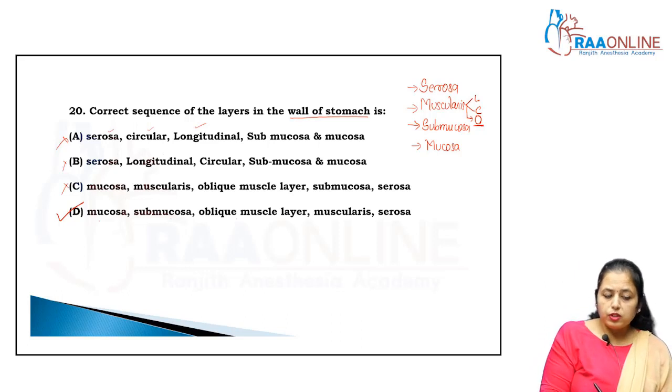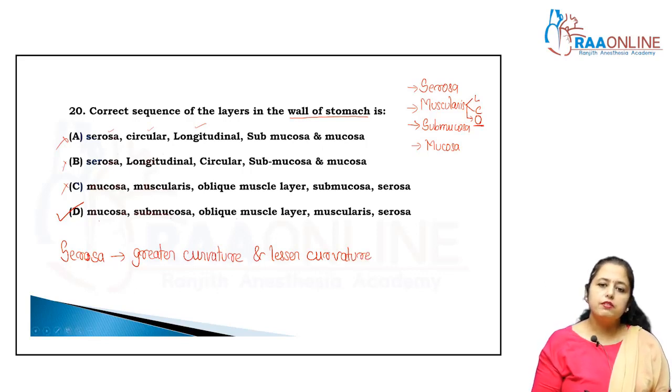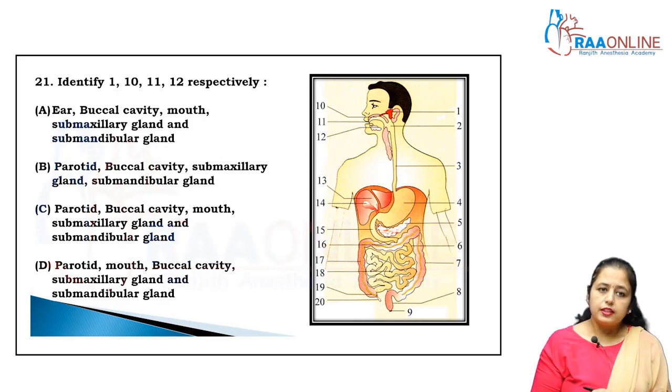Clear? One more thing, serosa is the bilayer of peritoneum, and serosa is absent in the greater curvature and the lesser curvature. Clear? Now come to the next question.